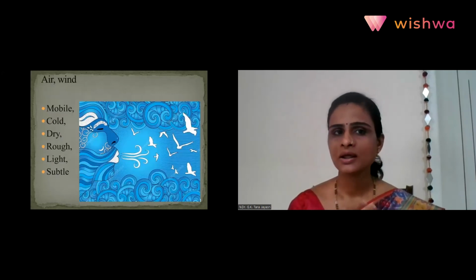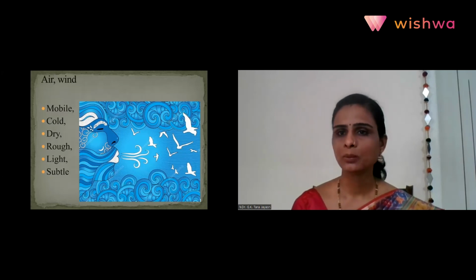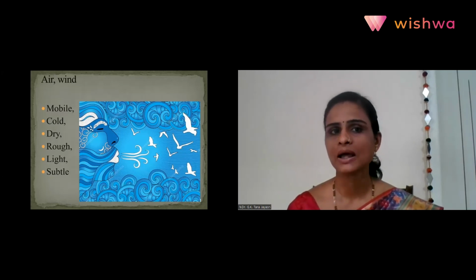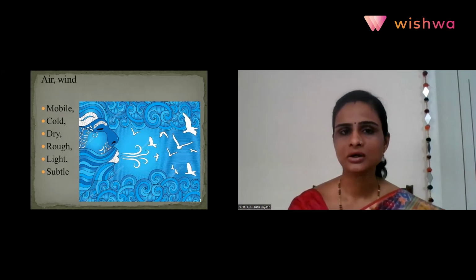And what does air contain? What are the characteristic features of air? It is mobile, Chalatvam. Chalatvam is nothing but air. Air doesn't stay in one place. It keeps moving. It is cold, Shita. It is dry, Ruksha, rough, Khara. Light, Laghu, and subtle, very gentle.